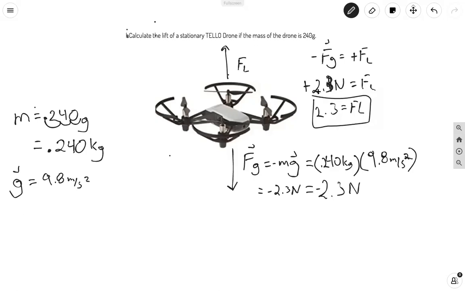So pretty much whenever you find the gravity, you just take the opposite of it to get the lift if the object is stationary.